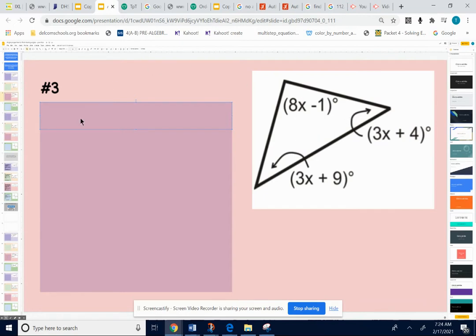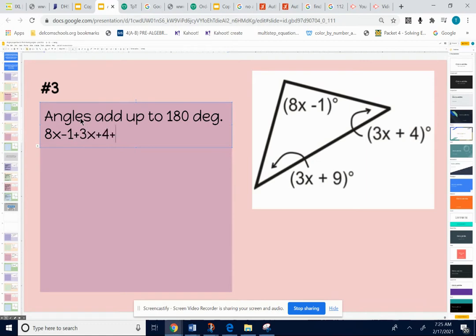So you just want to think about, what do you know about the angles in a triangle? Do you remember that they add up to 180? Anytime you have a triangle, they add up to 180. So I'm going to write down an equation showing that if I add 8x minus 1 to 3x plus 4 to 3x plus 9, I will get 180. I'm just writing each expression added together, which must equal a total of 180. So there's my equation.